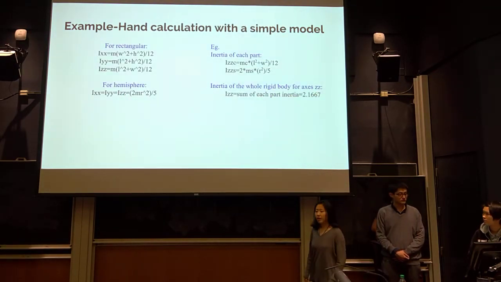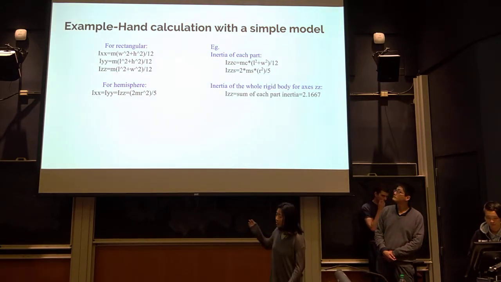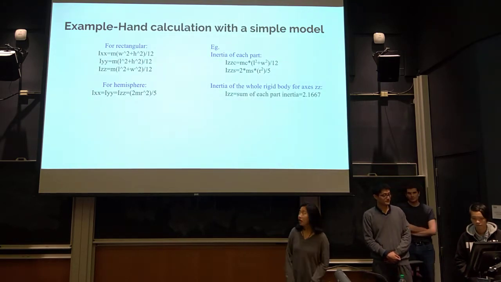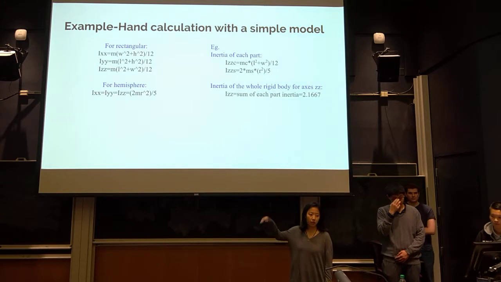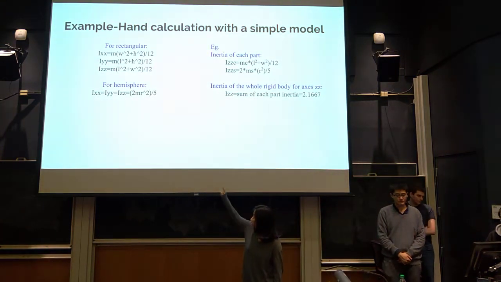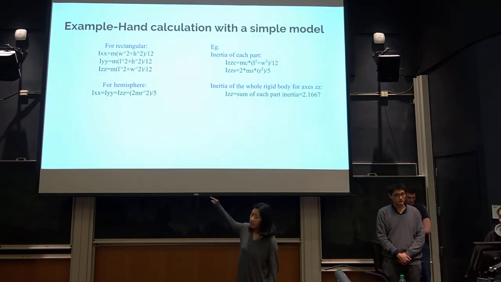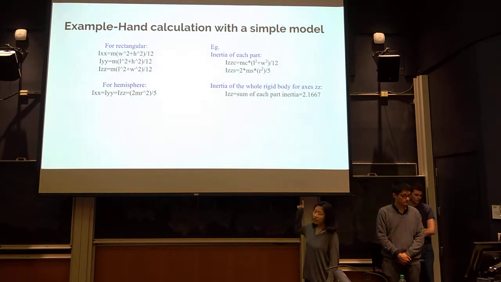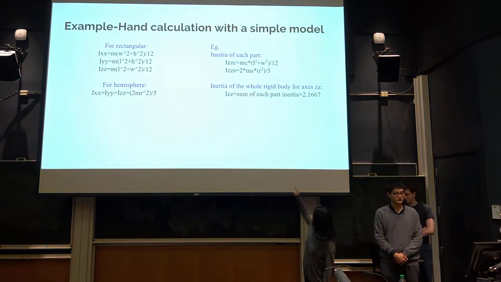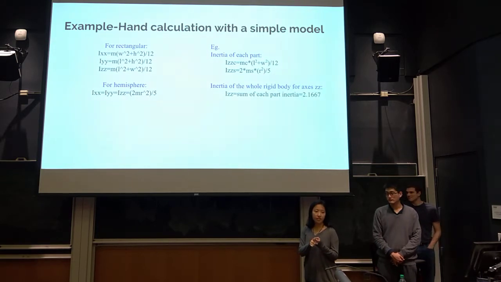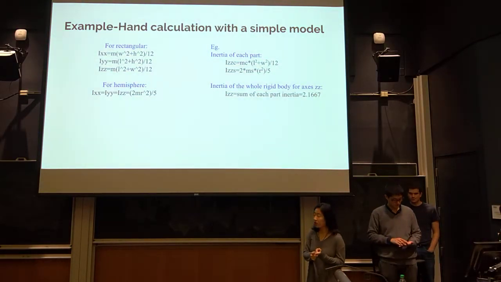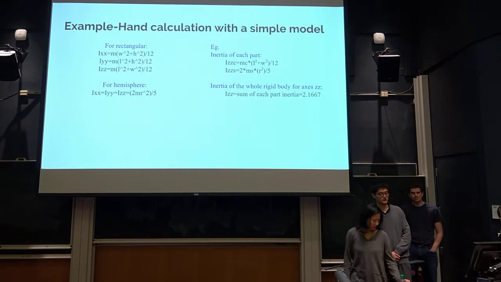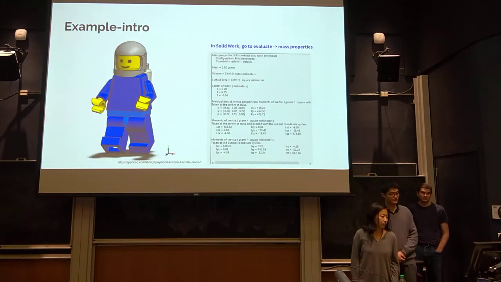In this slide, I'm going to talk about the inertia. Because our model has a really normal geometry, there are equations for both parts. The top is the inertia for the cuboid, and the bottom is for the hemisphere. To find the inertia, first, the same thing, you need to find the inertia of each part by the equation on the right side, and then you sum them up. That's how you hand calculate with the simple model.